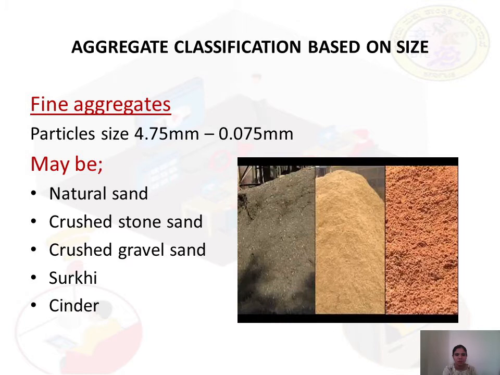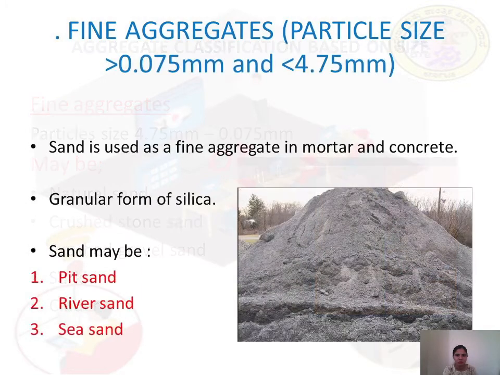Surki is the powder obtained from burnt bricks, and can also be used as fine aggregate. And cinder is the slag which is obtained from metal furnaces. So these are all the fine aggregates. Okay. Next is natural sand, usually used as fine aggregate in mortar and concrete.